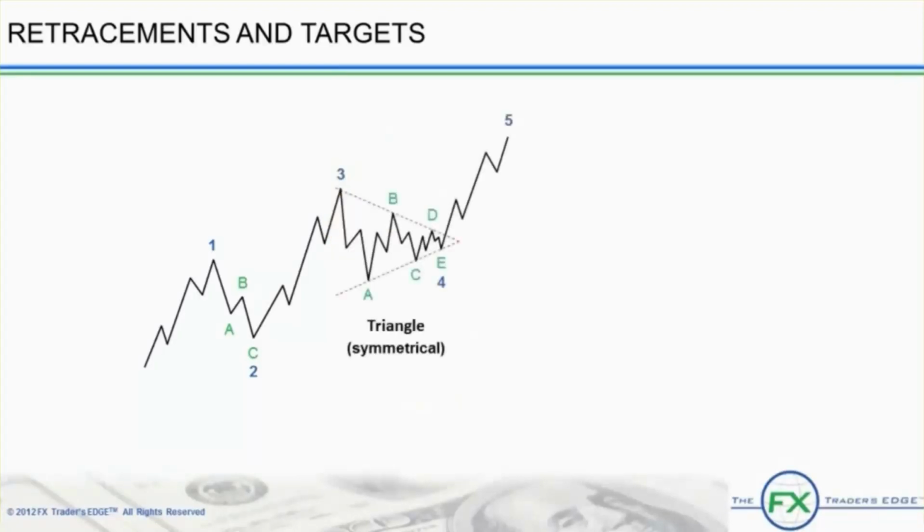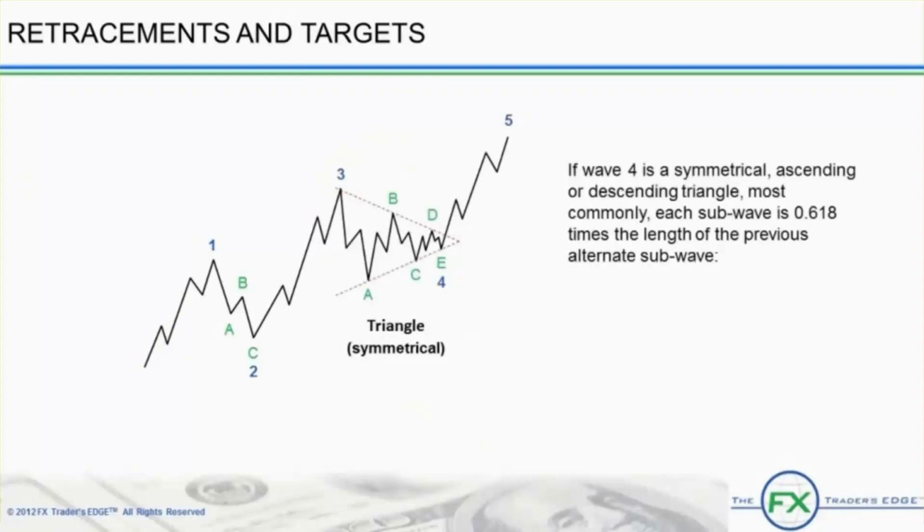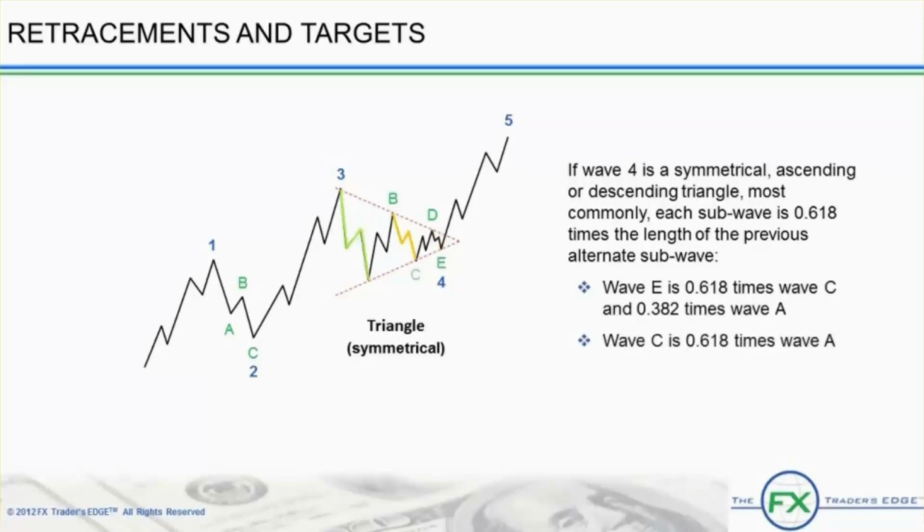Triangles have their own wave targets. If wave 4 is a symmetrical, ascending, or descending triangle, most commonly each subwave is 0.618 times the length of the previous alternate subwave. Wave E is 0.618 times wave C and 0.382 times wave A. Wave C is 0.618 times wave A, and wave D is 0.618 times wave B.